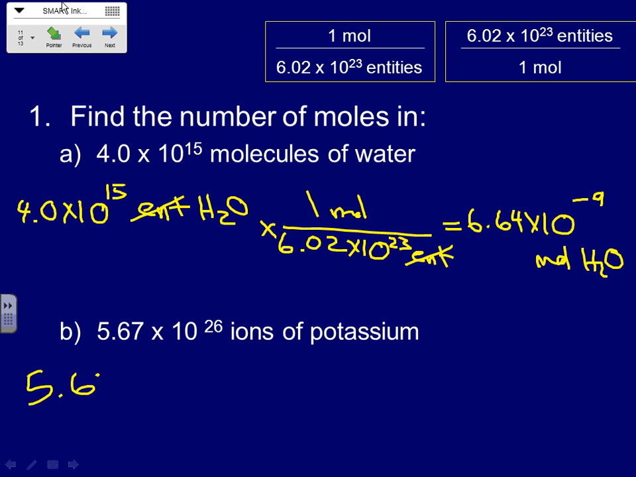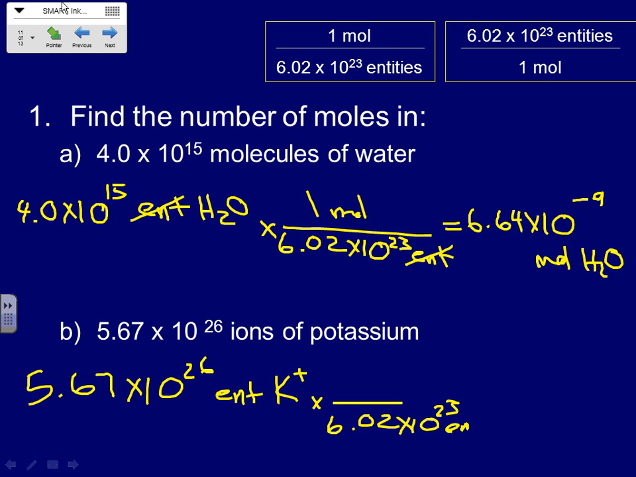So 5.67 times 10 to the 26 ions, so that's entities. Potassium, that's K plus. 6.02 times 10 to the 23 entities. 1 mole on the top. What do we got for that one?